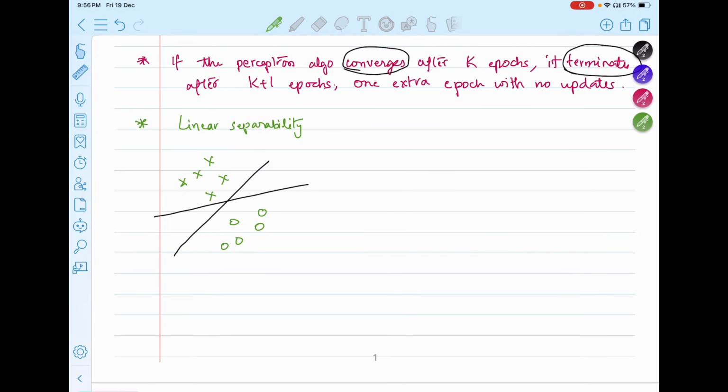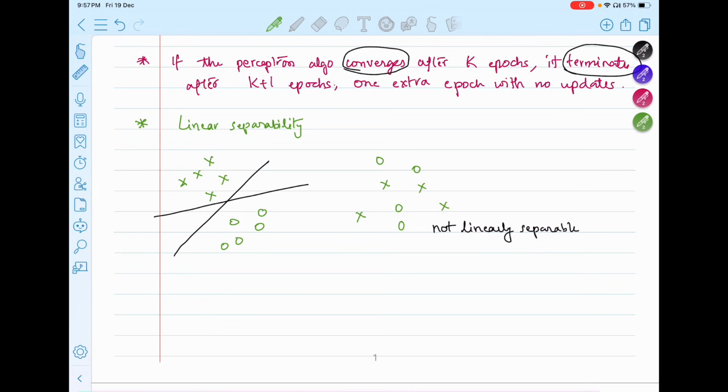On the other hand, if you take, let's say, this kind of a data set, this is not linearly separable because whatever line you draw, you cannot separate the two classes of labels or data points. So this is not linearly separable. This is the intuition of linear separability, but what is the mathematical definition?